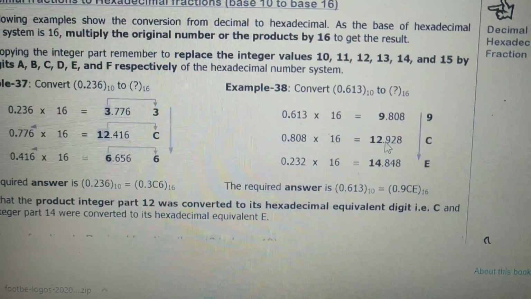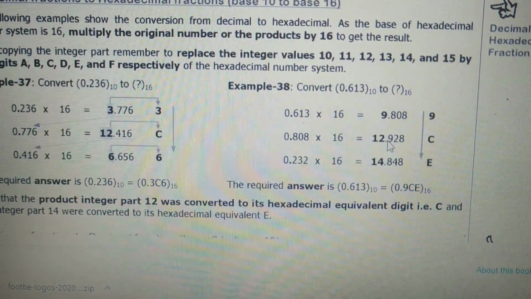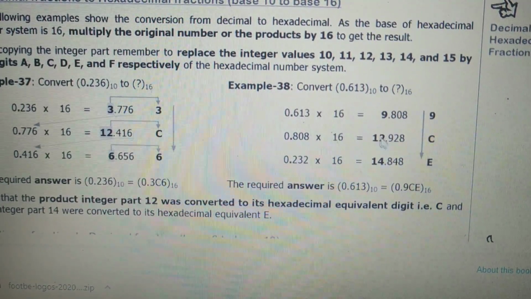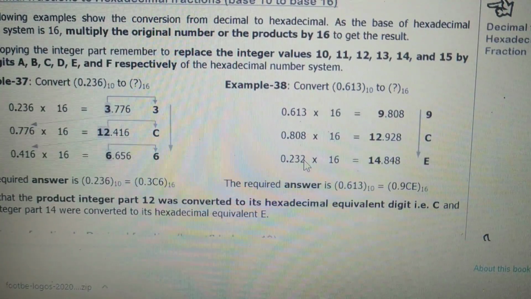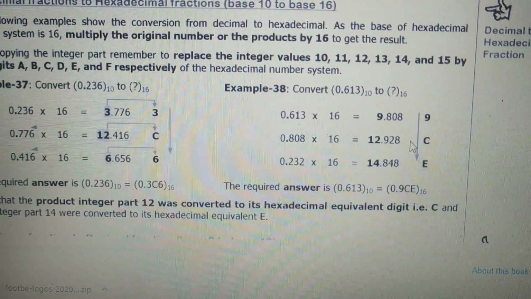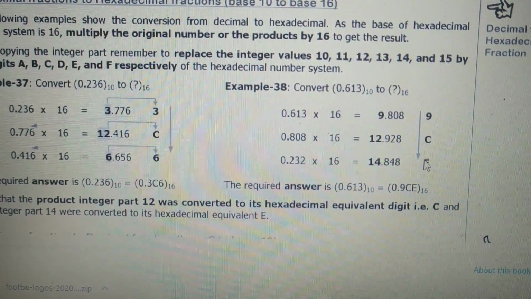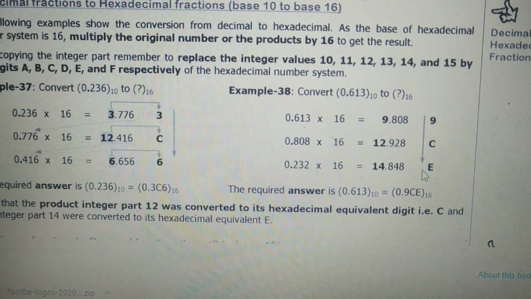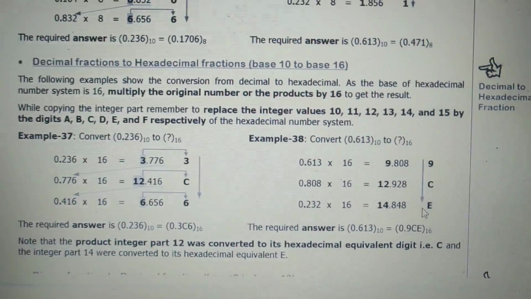So 12 is a whole number. 12 we can represent in the hexadecimal number system as C. So we have written C and 0.928. Okay, here it is written 0.238, but actually this is the wrong value. So we have to multiply 0.928 by 16, and we will get the value 14.848, and the whole part 14 is E. Okay, so we will continue and then from top to bottom we will write down.